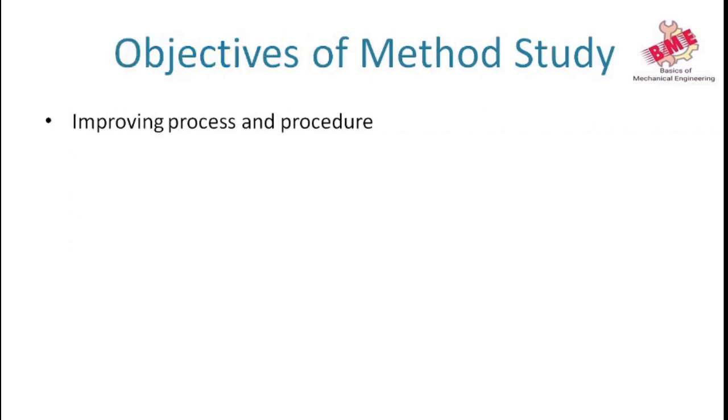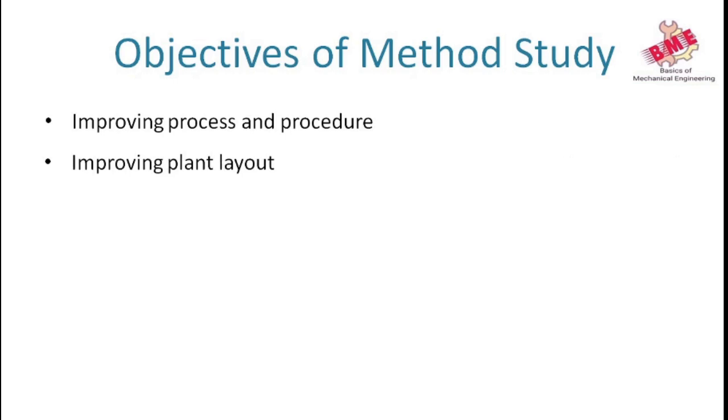These are the objectives of method study. First objective is improving the process and procedure. First, we will record the old method study procedure of that plant, and it will be improved for increasing the productivity, and its procedure also improved. Next is improving the plant layout.